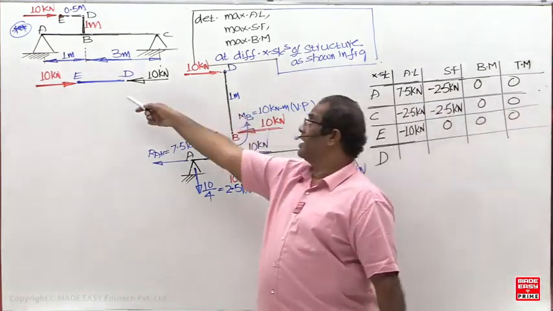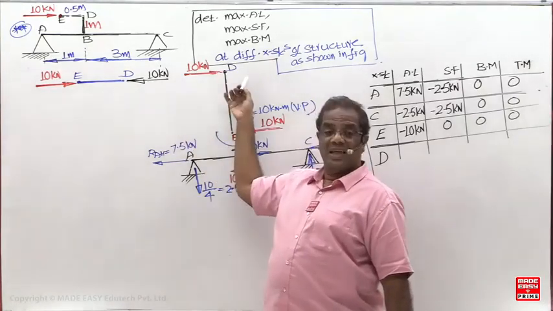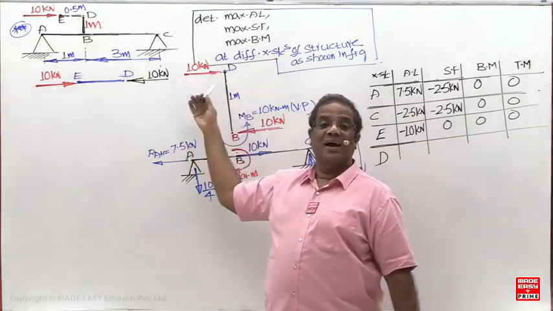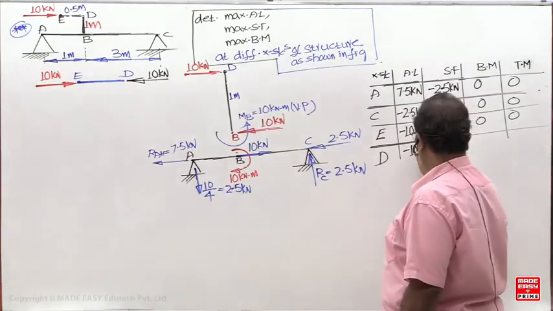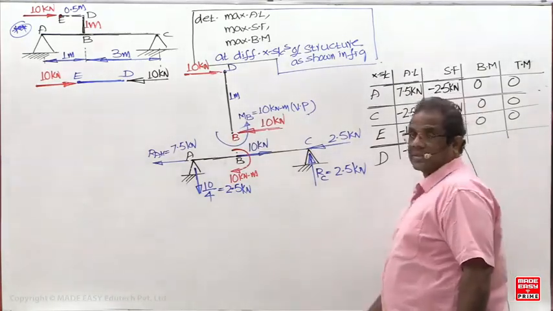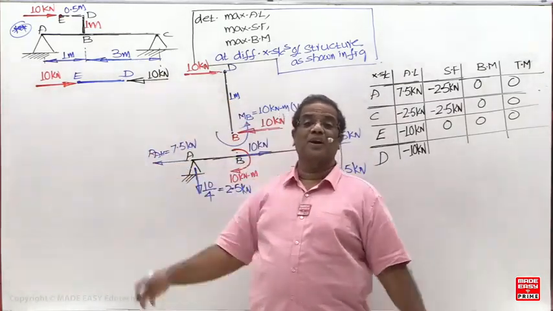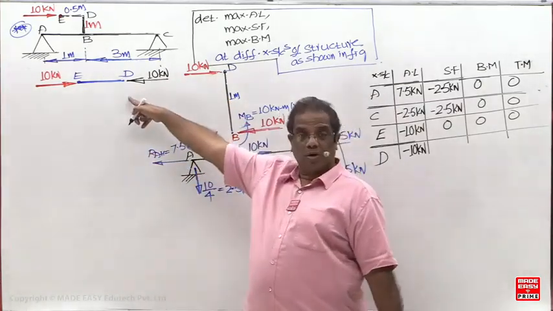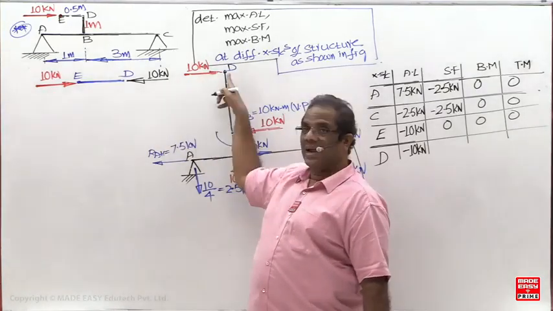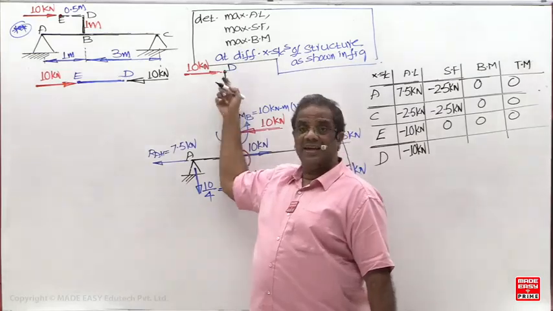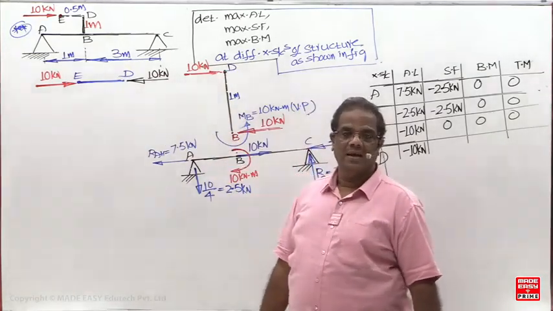Next, if we ask at D, D is the junction of DE and BD member. Here what is the axial load? Minus 10. Here axial load is 0. So what is the larger of these values? Minus 10. Next, here shear force 0. At the extreme end, to get a shear force, one constant point load is needed, but there is no constant point load, 0. But here there is a constant point load of 10. So shear force here 10, here 0. So once again, what is the larger value? 10. But plus 10 or minus 10?